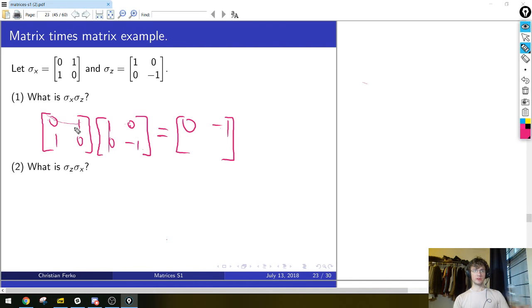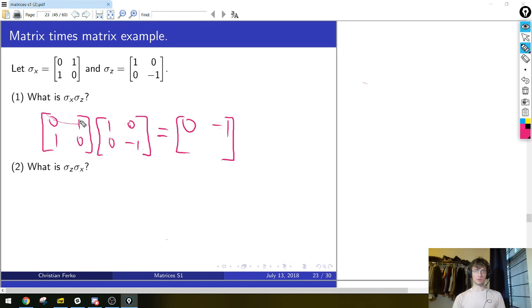So to find a position in the result, you take the horizontal part of the left matrix and the vertical part of the right matrix corresponding to the position you're interested in. So to get the top left, you take the top and the left, which is what you just told me. 0 times 1 plus 1 times 0. And that is indeed 0. But to get the top right, I was doing 0 times 0 plus 1 times 1. Yeah, that's not what we want.